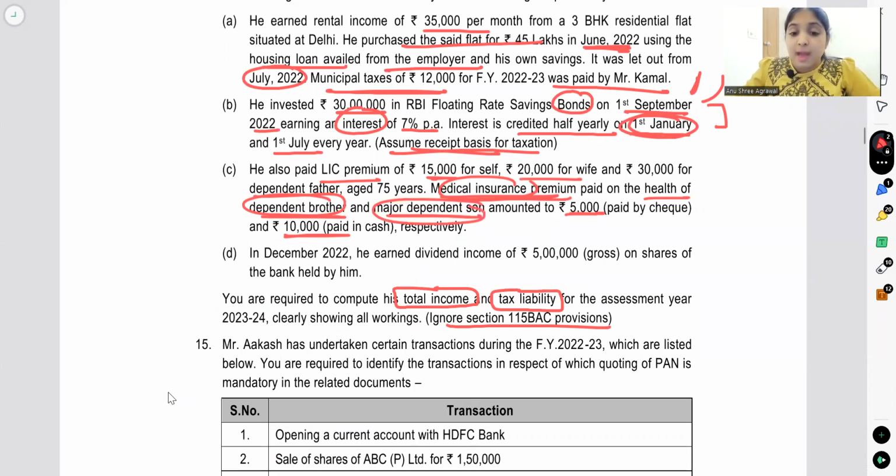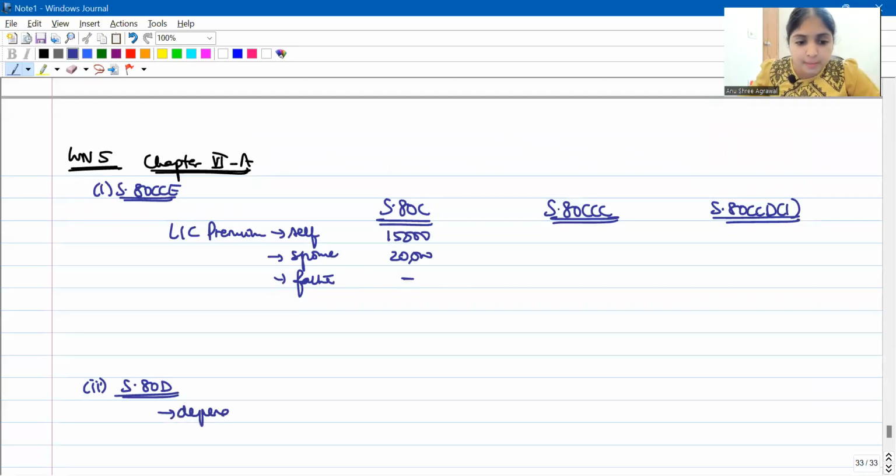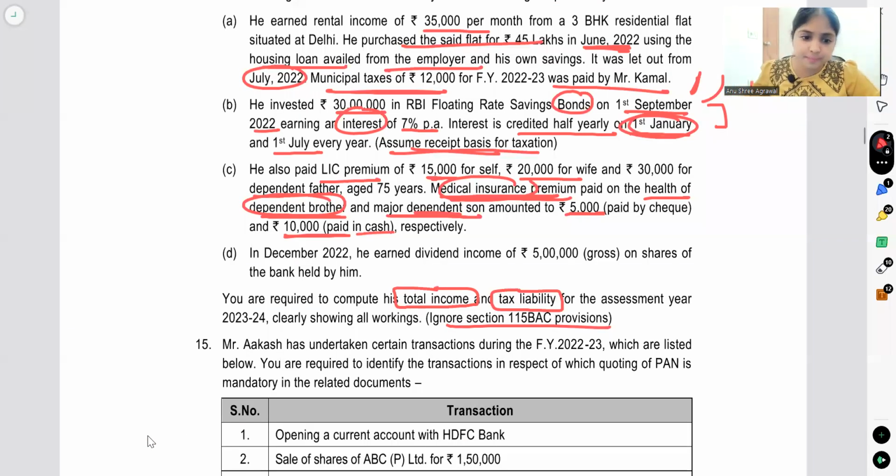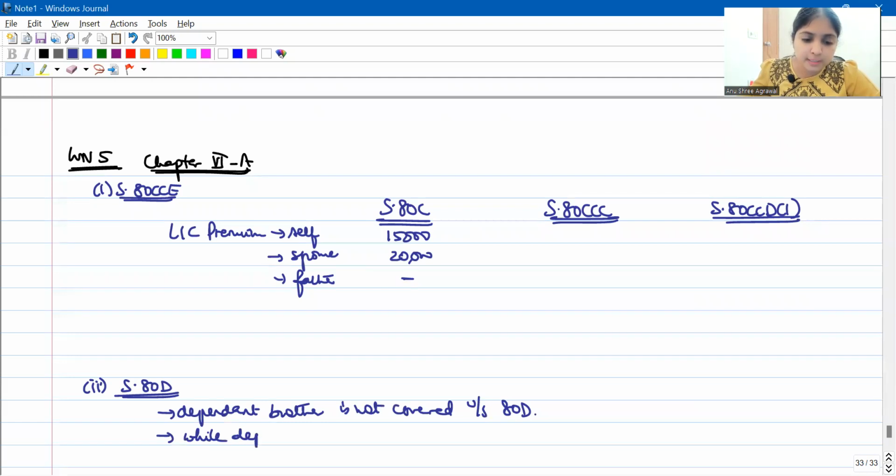Only the son will be covered. And the son is also dependent. Good. But in 80D, I'm supposed to make the payment only in non-cash mode, irrespective of the amount. But for the son, I have paid in cash. Hence, I will not consider. So, under 80D, write down, dependent brother is not covered under section 80D. Then write down after that, while dependent son is covered under section 80D, deduction will be allowed.